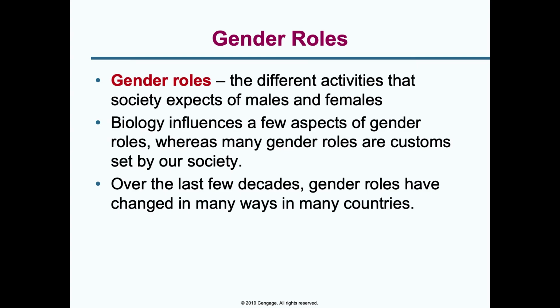Then we have this idea of gender roles. They're also known as sex roles. These are the different activities that society expects of males and females. There are a couple of ways of looking at these. Sometimes these differences have to do with biology. An example is that women can nurse babies, whereas men cannot. That's a biological aspect. And generally, men have more physical strength than women. Both of those are biological aspects.